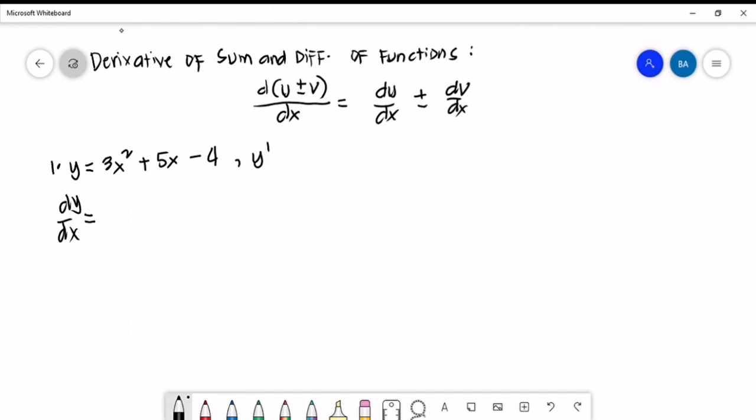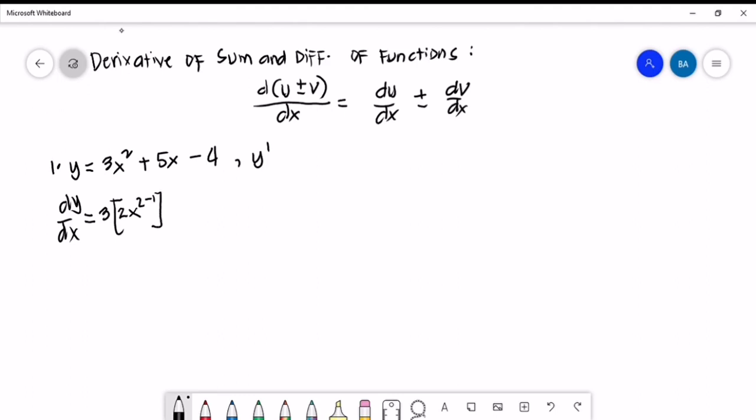This is under the constant multiple rule. So just multiply 2 times 3, and then let's derive the x squared. This is 2x raised to 2 minus 1. So this is for the first term.